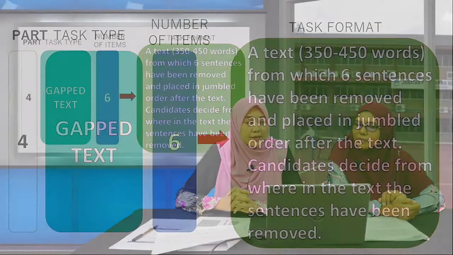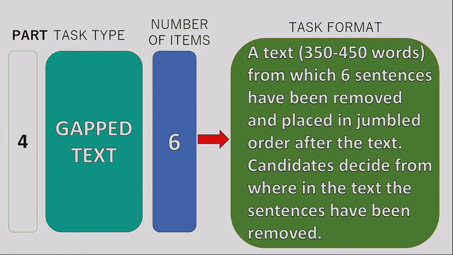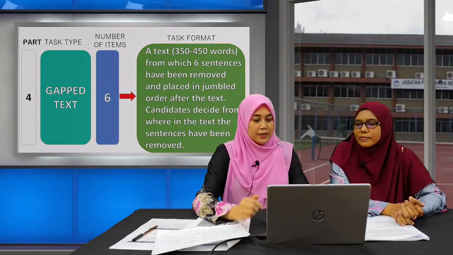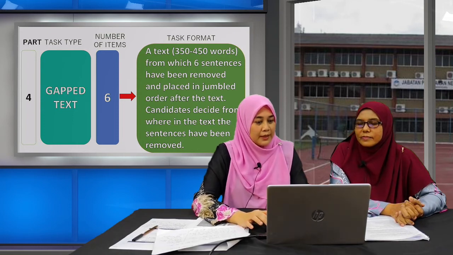The task type is gapped text, and the number of items is 6. The task format is a text between 350 to 440 words, from which 6 sentences have been removed and placed in jumbled order after the text. So candidates decide from where in the text the sentences have been removed. Now let's look at how the task looks like.